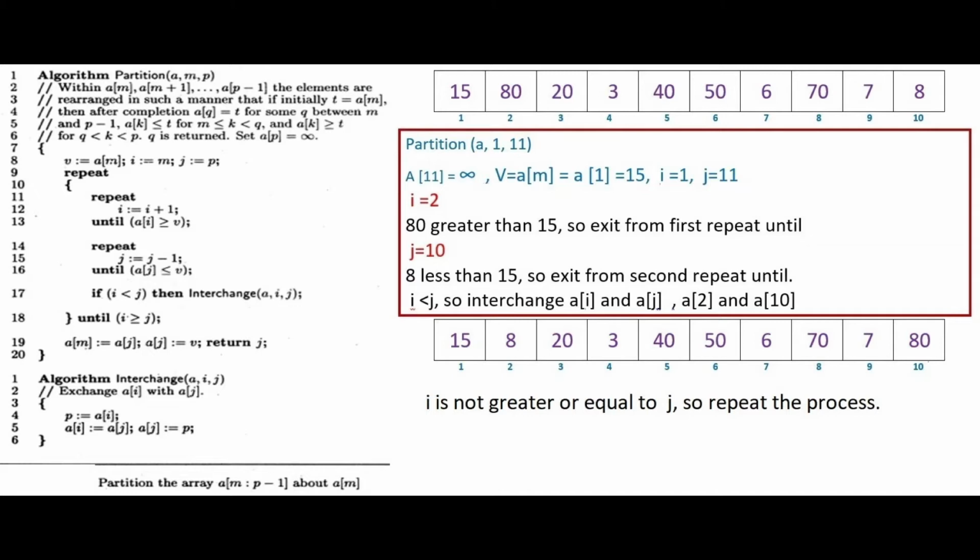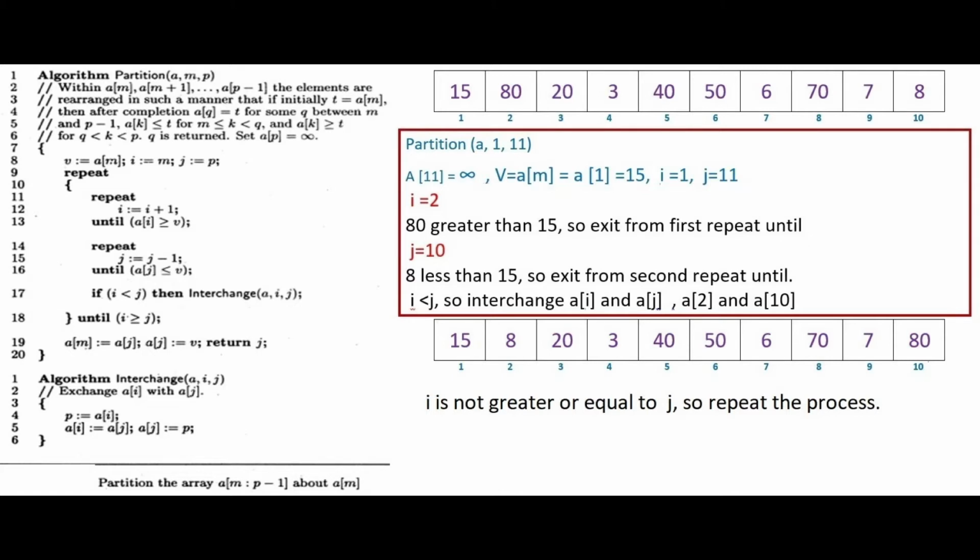Okay, initialization part is completed. Then repeat until loop. First repeat until: I is equal to I plus 1. Increment I. New value of I is equal to 2. Until A of I greater than or equal to V. A of I, A of 2. A of 2 is 80. 80 greater than 15. Condition true. So exit from first repeat until.